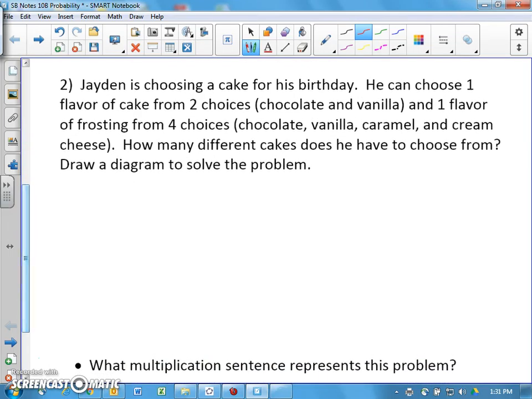It says Jaden is choosing a cake for his birthday. He can choose one flavor of cake from 2 choices, a flavor of frosting from 4 choices, and we want to figure out how many different cakes he has to choose from. This one tells us to draw a diagram to solve the problem. So let's start by thinking about the cake. We have 2 choices for cake. It can either be chocolate or it can be vanilla.